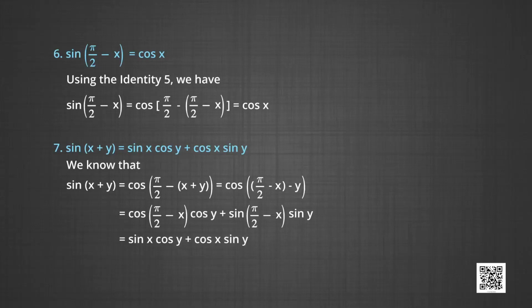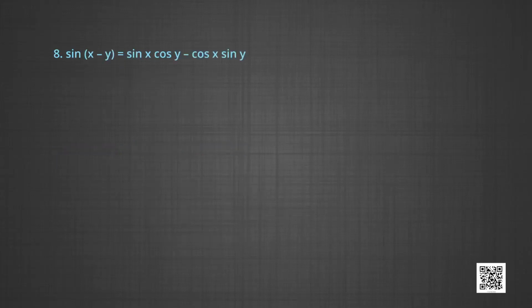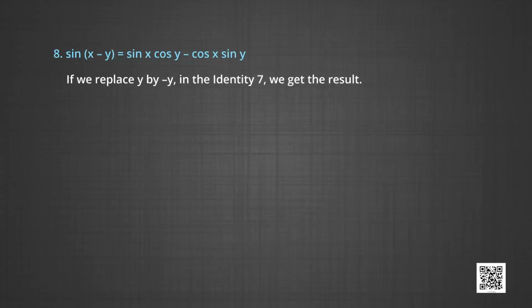Now, cos of pi by 2 minus x can be replaced by sin x and sin of pi by 2 minus x can be replaced by cos x. So, we can say that sin of x plus y is equal to sin x cos y plus cos x sin y. Let us see what happens if it is sin of x minus y. In sin of x minus y, to get this result, we will replace y in identity 7 by minus y. We get the result.